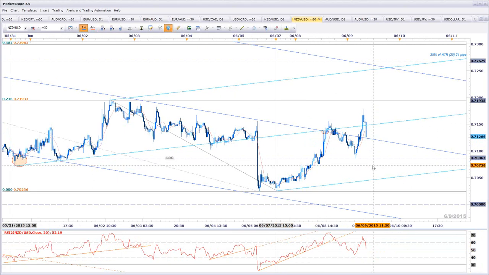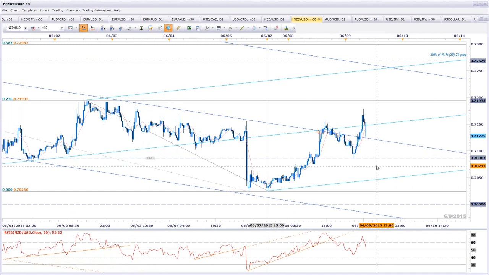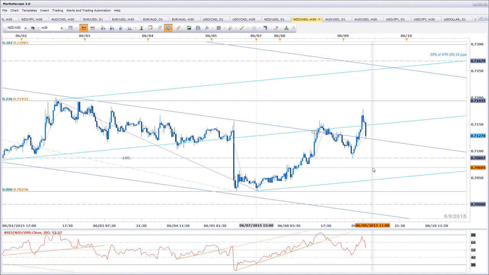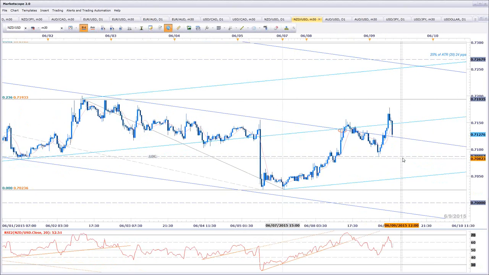So again, it's too early to tell if we've actually made a turn here in Kiwi, but broadly speaking, we'll be looking to see if that 70.86 holds as support, and we'll be looking for long triggers well above that region.